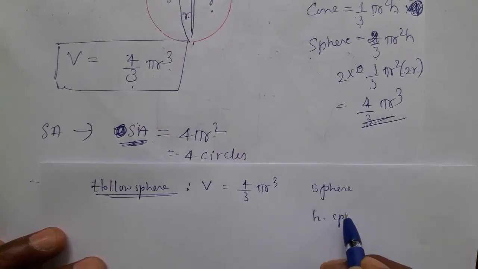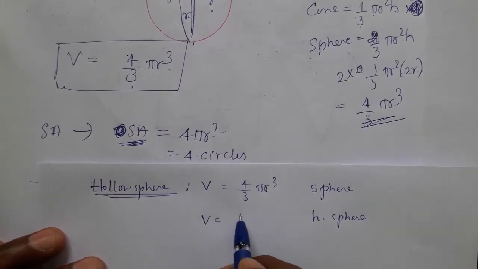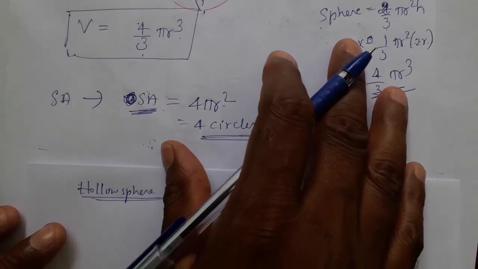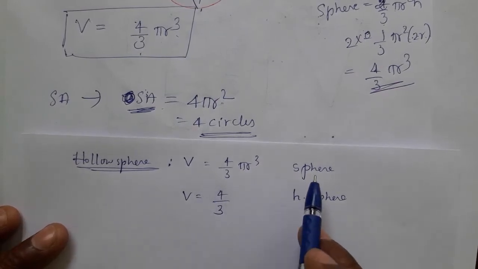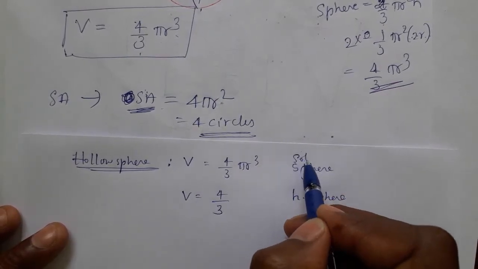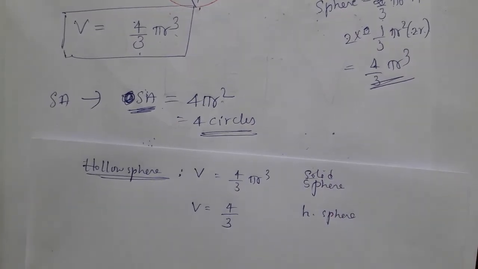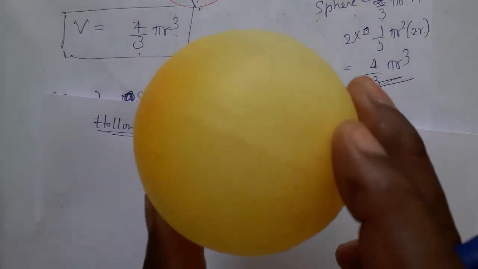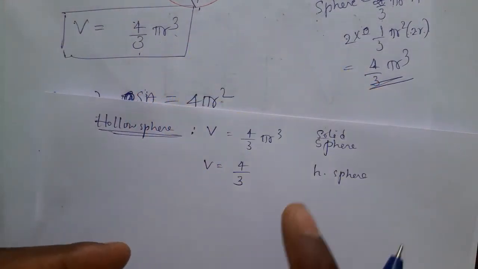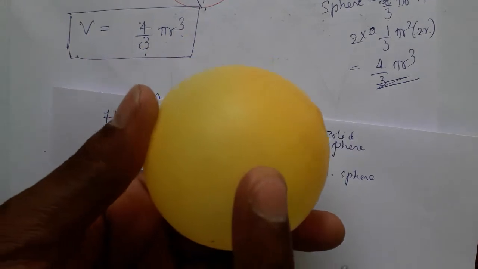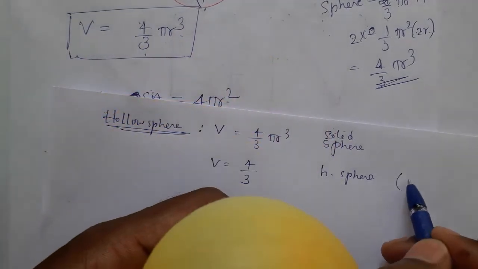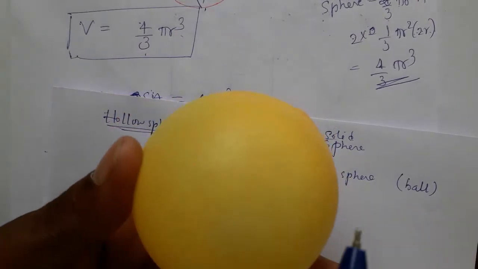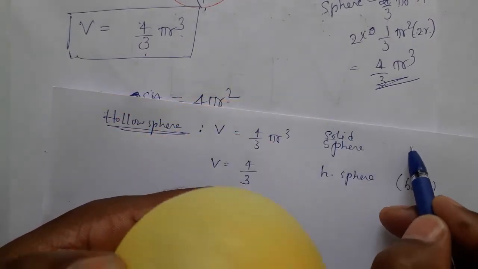So how do we get the hollow sphere volume? We do as we did in the cylinder, where I revealed the idea of how to convert the solid one. This is the solid sphere. Solid sphere means the inside of the sphere is completely filled. If the sphere has nothing inside, like a ball with air inside, that is a hollow sphere. Hollow sphere means inside is empty. Solid sphere means inside is filled.